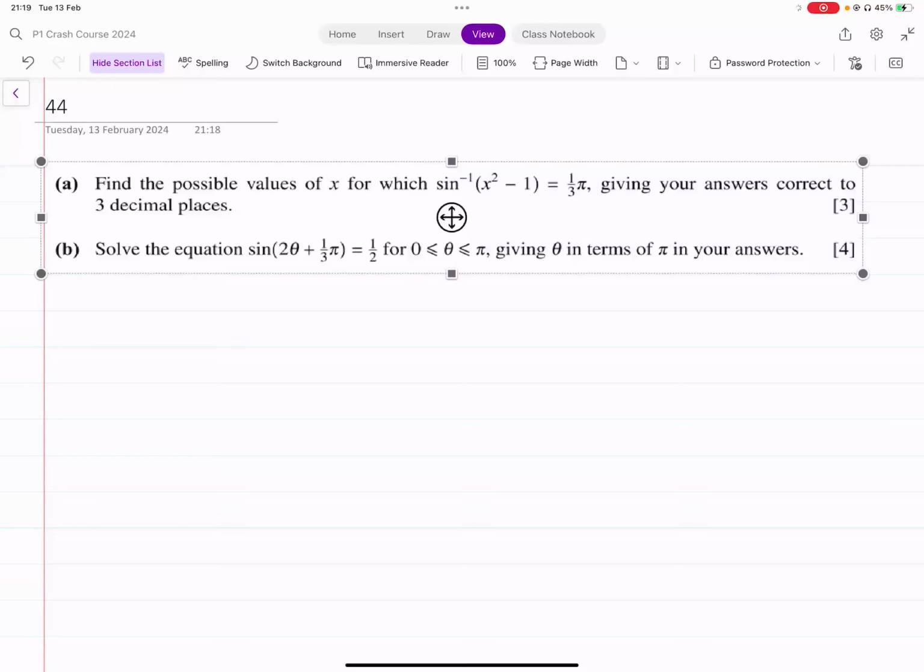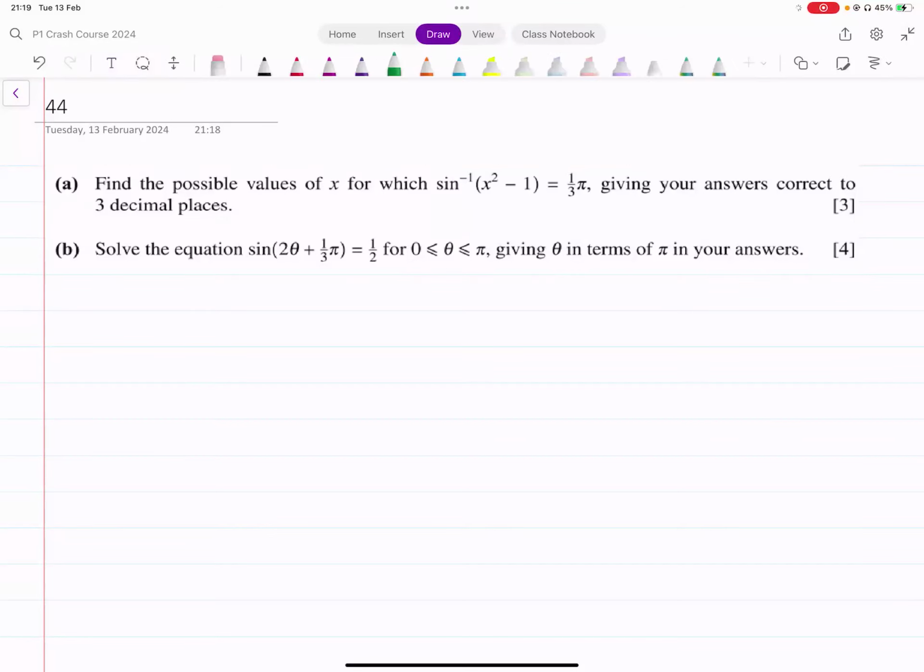Okay, so it says find the possible values of x for which sine inverse of x squared minus 1 is equal to pi over 3, giving your answers correct to 3 decimal places. So you have sine inverse of x squared minus 1 that equals pi over 3. You have to solve this equation. Now, you can't really do this on your calculator, right? You can't take sine inverse of x squared minus 1, right? So how do you solve this equation then? Any idea, quickly? What do we do with this?